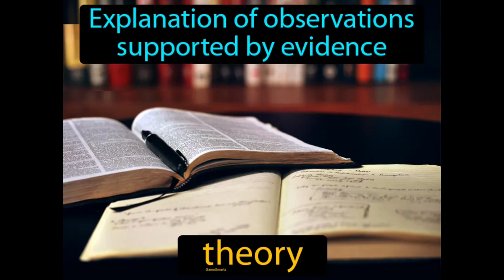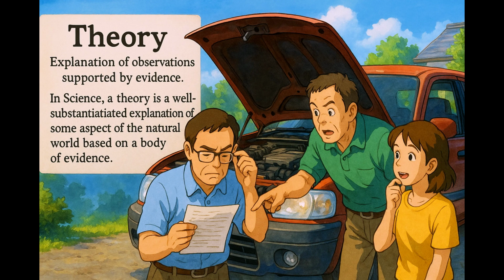Explanation of observations supported by evidence. Theory. In science, a theory is a well-substantiated explanation of some aspect of the natural world based on a body of evidence. Imagine trying to figure out why your car won't start one morning. You might observe that the engine doesn't turn over when you turn the key. Notice that the headlights are dim, and remember that you left the interior lights on all night.